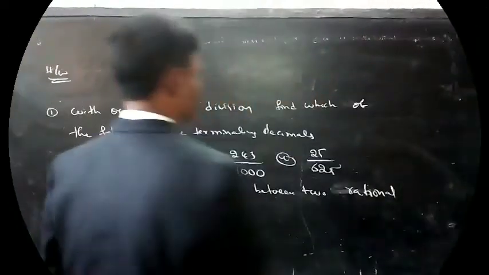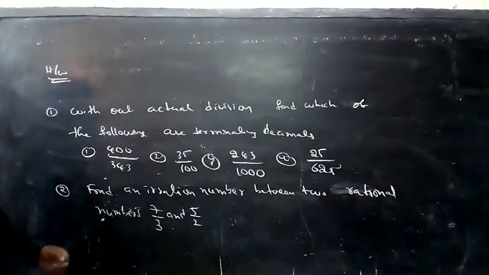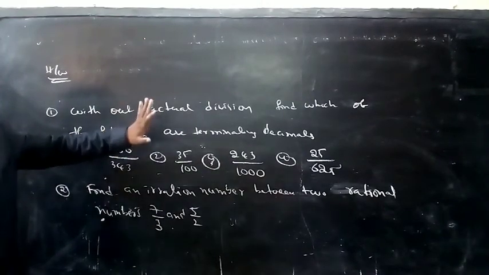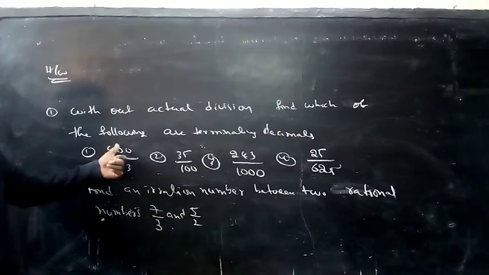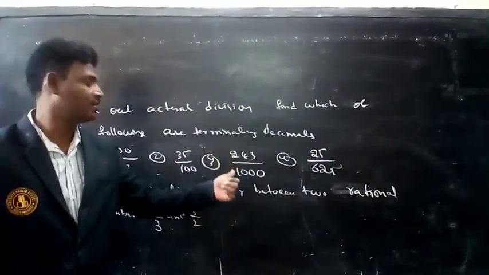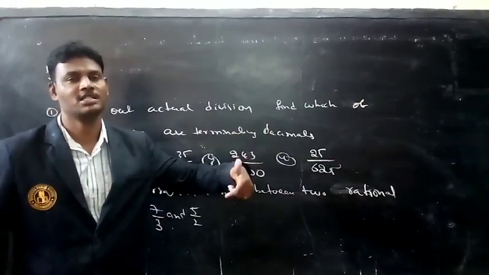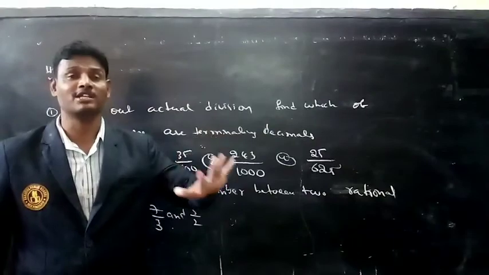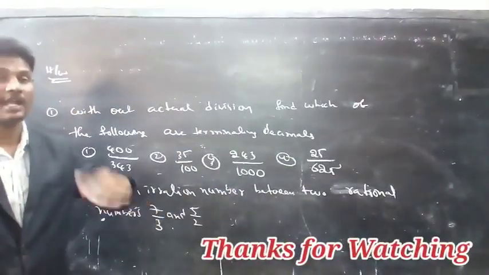So, 9th students, here is the homework for tomorrow. Without actual division, find which of the following are terminating decimals: 400 by 343, 35 by 100, 243 by 1000, and 25 by 625. Find an irrational number between two rational numbers 7 by 3 and 5 by 2.